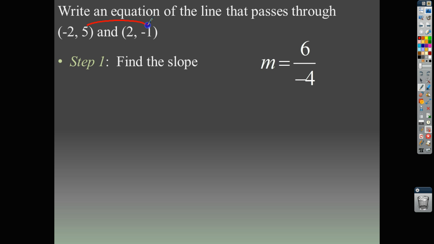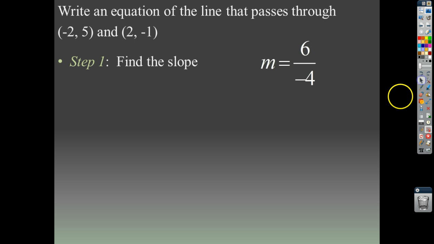From 5 to -1, that goes down 6. And from -2 to 2, it goes up 4. That's how we got this. If you go the other way, -1 to 5, that goes up 6, and 2 to -2 goes down 4, so that's how you get the 6 over -4. Simplify it, and it's -3/2. Now, let's find b.